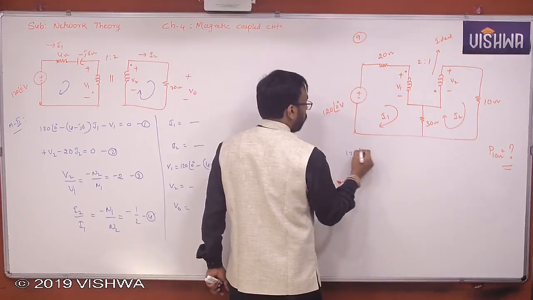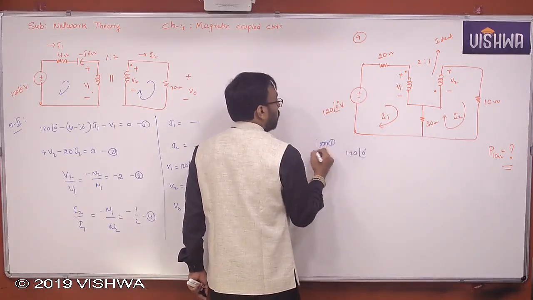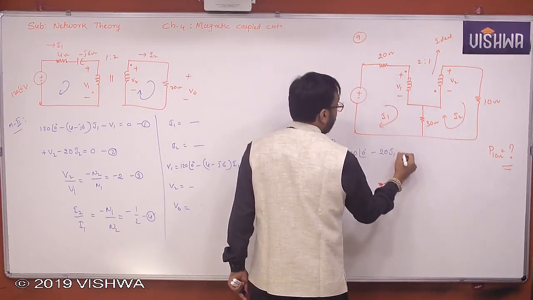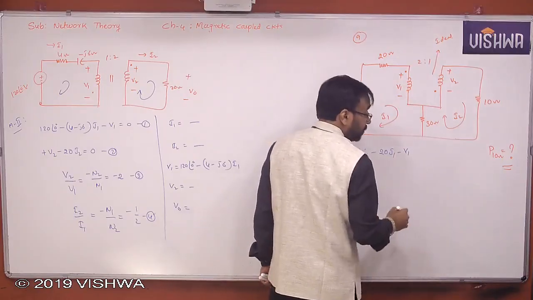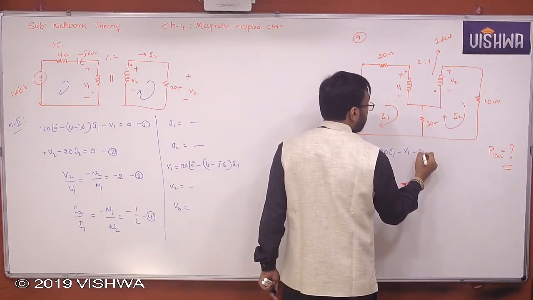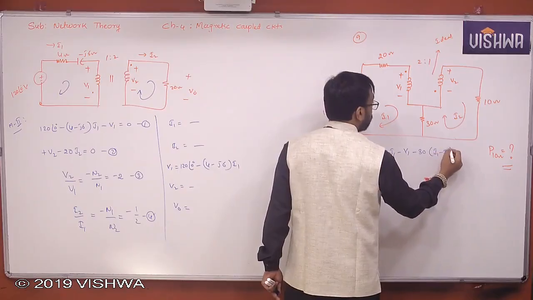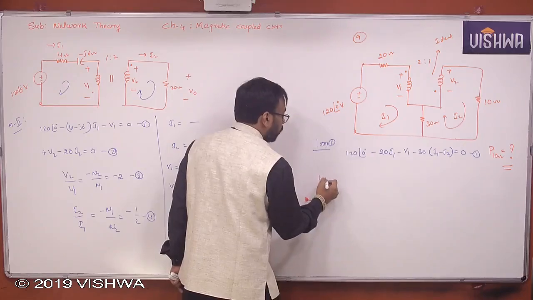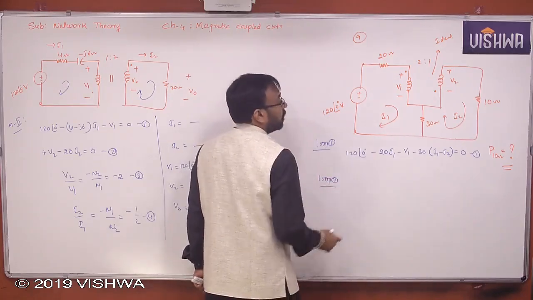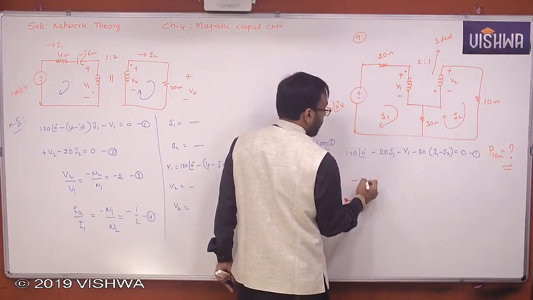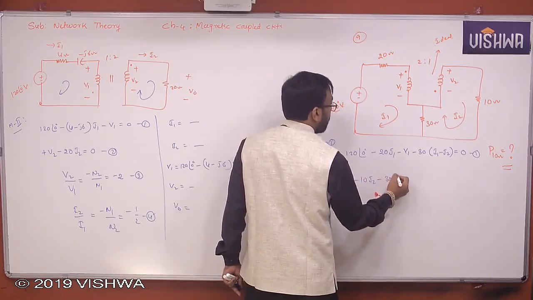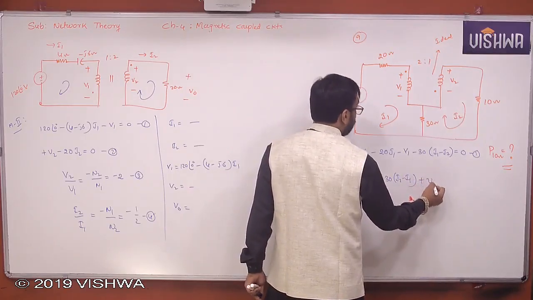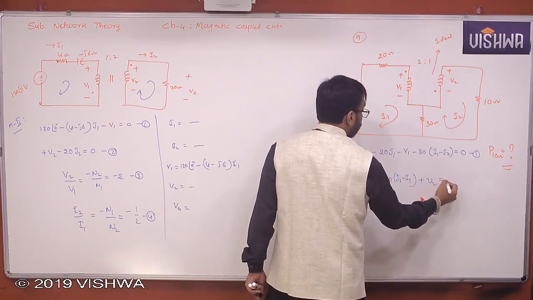120 at an angle of 0, loop 1, minus 20 I1. Here I don't know, minus V1 because the polarities are given. Here minus 30 times (I1 minus I2) is equal to 0. That's it. Okay. Loop 2. Now you tell me, minus 10 I2 minus 30 times (I2 minus I1) plus V2. Look at the polarities, minus to plus. V2 is equal to 0.